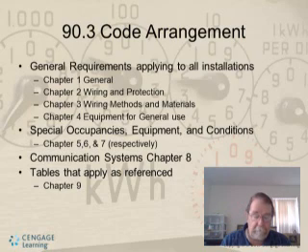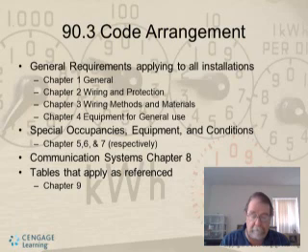Chapter 5 contains information on special occupancies. Chapter 6, special equipment, and Chapter 7, special conditions. The contents of these chapters are applied in addition to the general rules given in the earlier chapters. So if you have special conditions or special equipment, then you need to refer to that chapter also. Chapter 8 covers communication systems and is basically independent of other chapters except where cross-referenced. Now, the final chapter, Chapter 9, contains tables and examples.